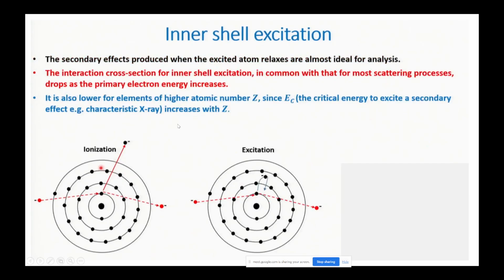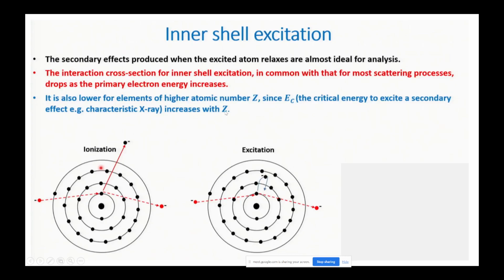Now the secondary effects produced when the excited atom relaxes are almost ideal for analysis. The interaction cross section for inner shell excitation, in common with most scattering processes, drops as the primary electron energy increases, and it is also lower for elements of high atomic number.